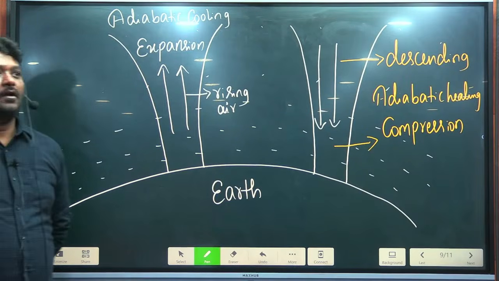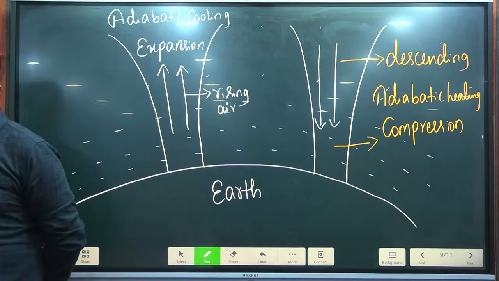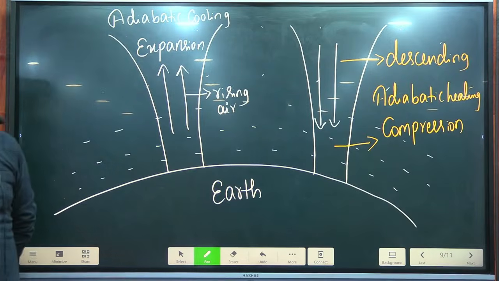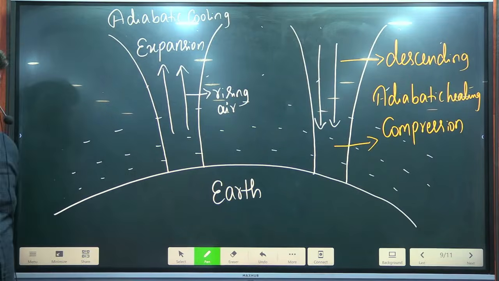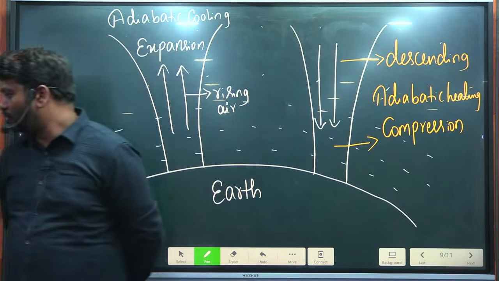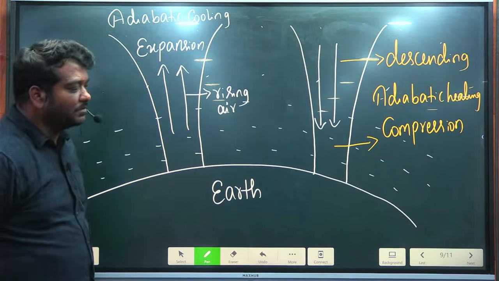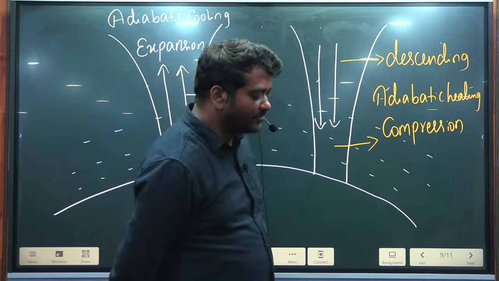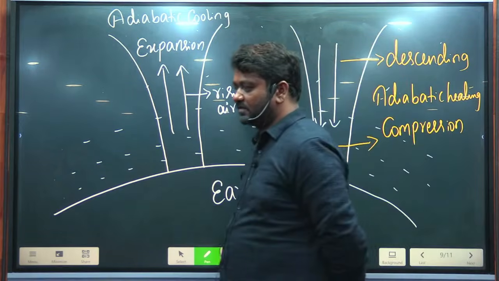Next point: in the atmosphere, there is more density of air closer to the earth, and as we move above, the number of particles decreases.